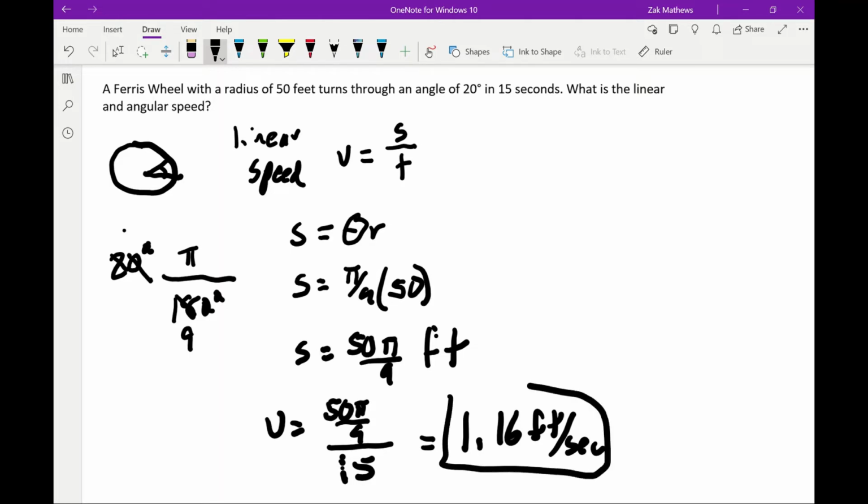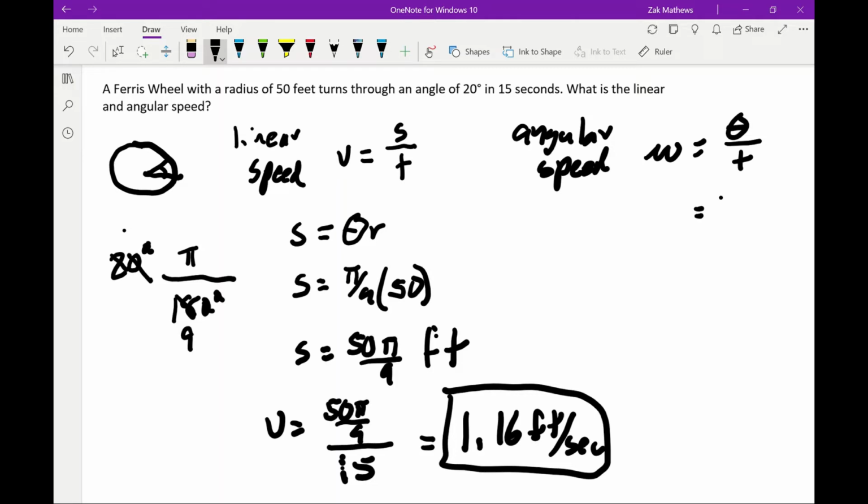We also wanted to know the angular speed. Remember, angular speed we denote with that Greek letter, omega. And we want to take our angle and divide it by the time. Well, here we were actually pretty much given this, right? We were given very directly the angle was 20 degrees and the time was 15 seconds. So we can just take the 20 degrees and divide it by the 15.